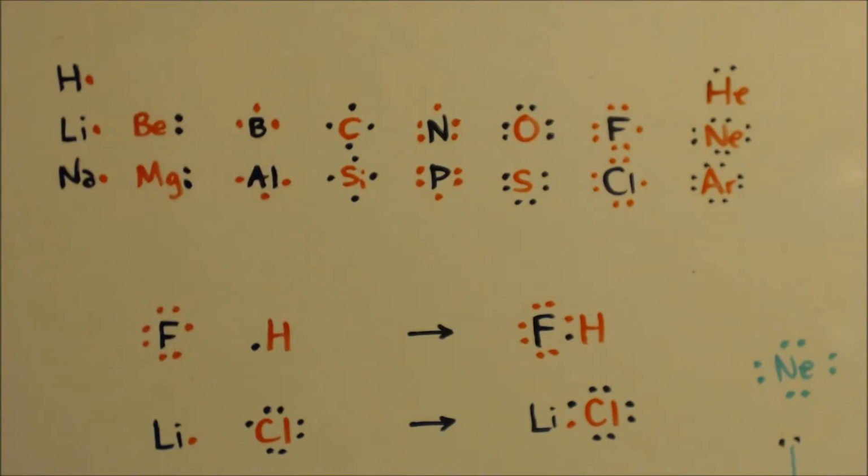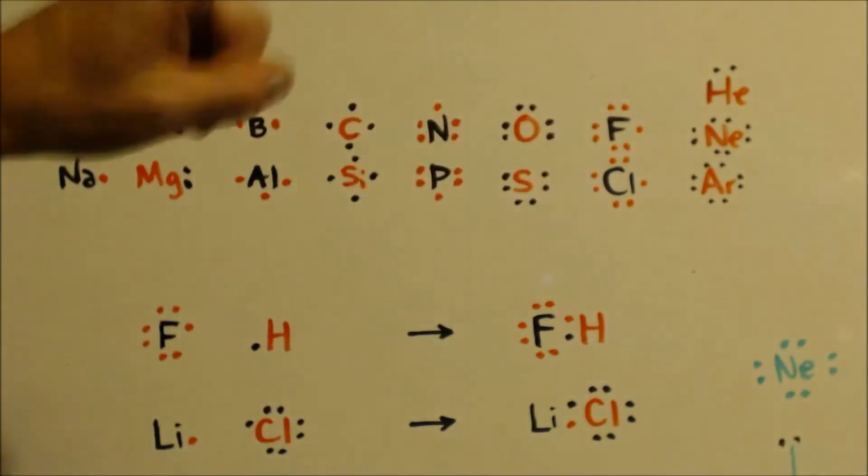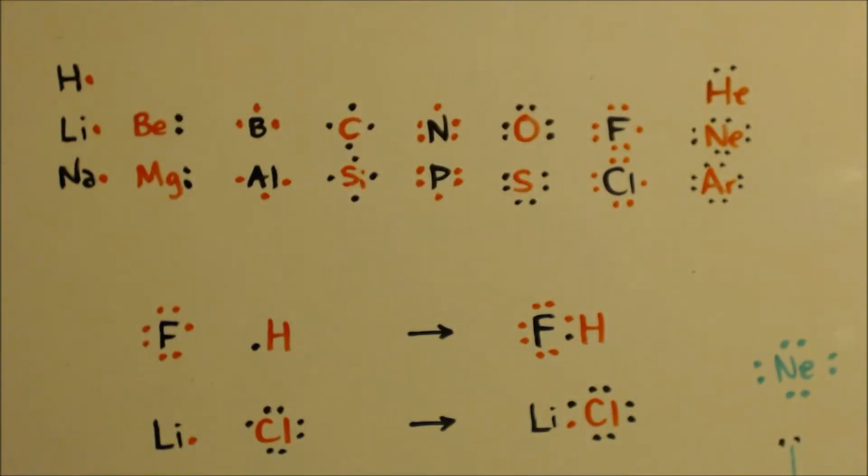Fourth group has 4. Now if they want 8, these guys over here, they only need 1. This guy only needs 2. This guy only needs 3. They're obviously going to try to get a couple more electrons. It'd be a lot easier for fluorine to get 1 electron than it would be to give away 7. I mean, giving away 7, that's crazy talk.